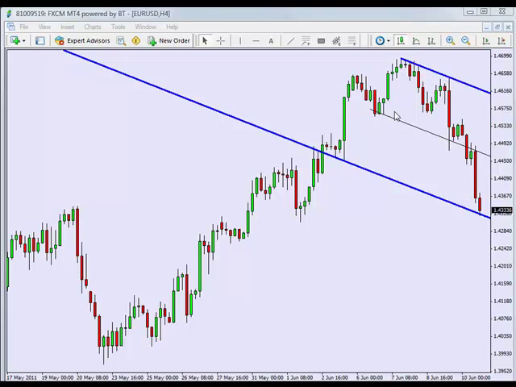Euro USD and giving my technical outlook on the pair. I am strictly going to speak of technical analysis, although I do follow fundamentals. I'm not going to be discussing them here in this analysis. So let's go ahead here and talk about the Euro USD.